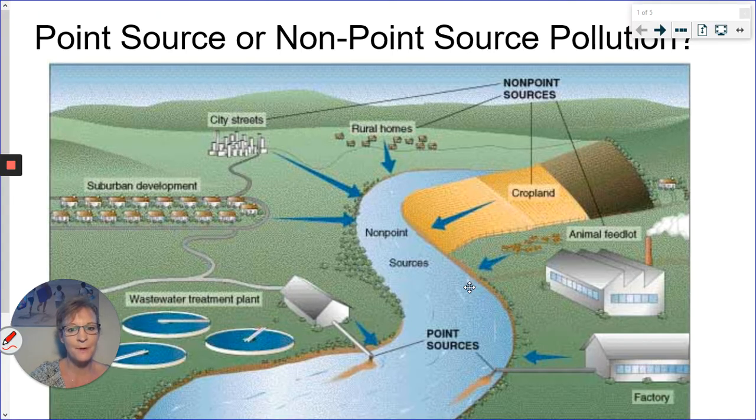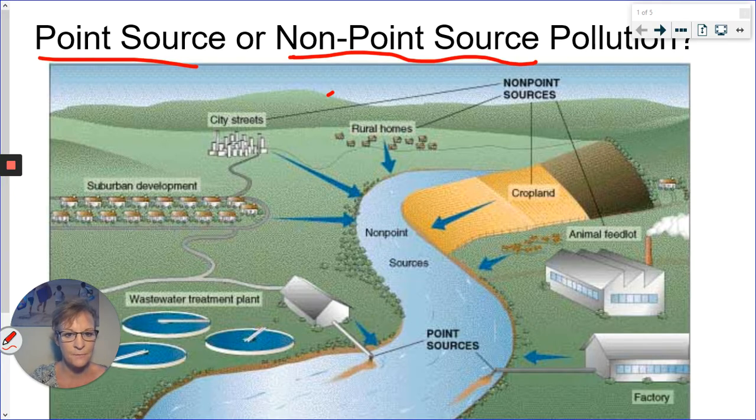I wanted to do just a quick check-in with you guys and make sure that you understand the difference between point source pollution and non-point source pollution. Those are two very different types of pollution, and this picture shows some examples of both.